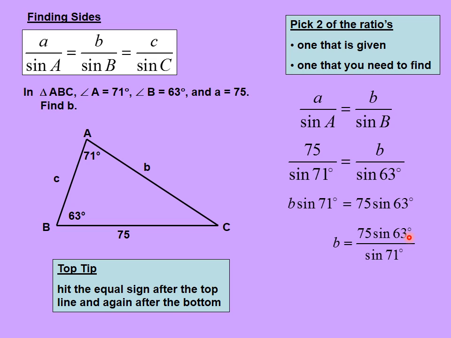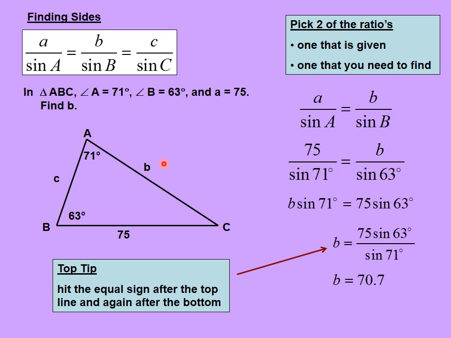And I have a tip here. I always hit the equal sign at the top and then divide by sine 71, just so it doesn't mess up. It depends how your calculator is. So 75 times sine 63 equals, and then divide by sine 71. And you may have to hit equals again, I'm not sure. But check if you can get this answer, 70.7.